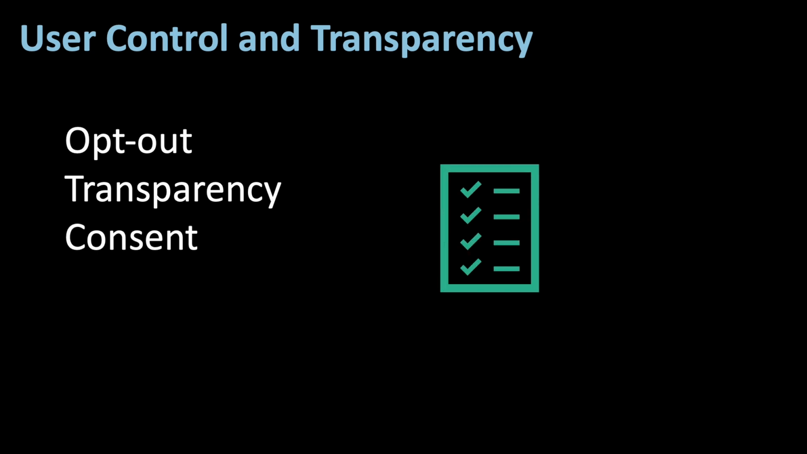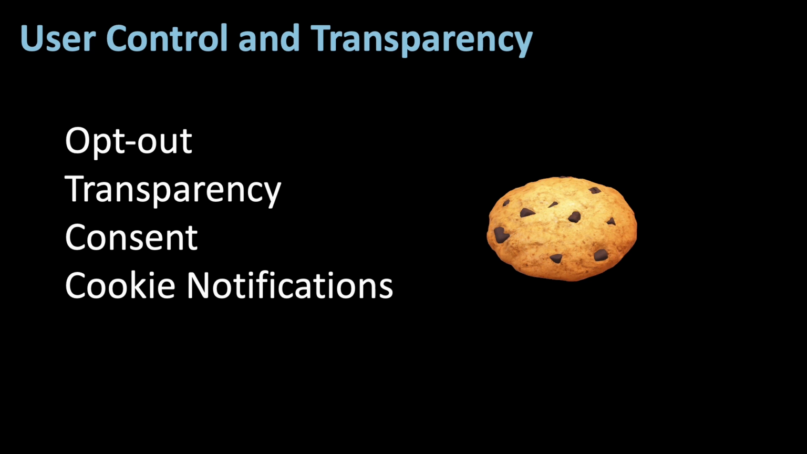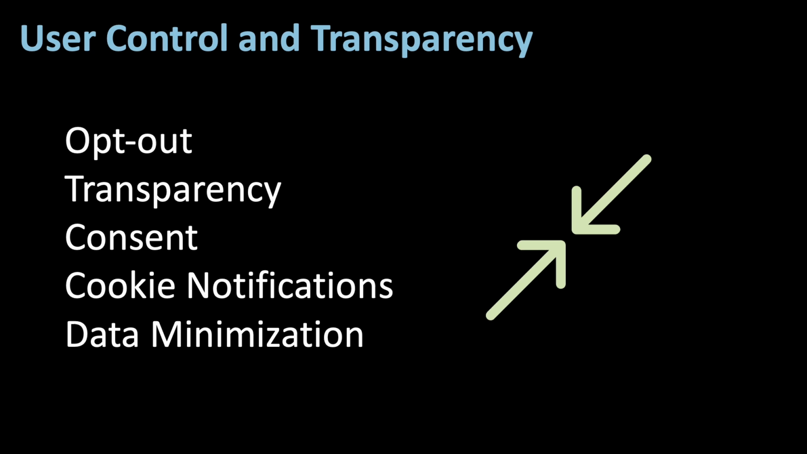Consent mechanisms. Implement user-friendly consent mechanisms that allow users to make informed choices about data tracking. Cookie notifications. Display cookie banners, everybody loves those, notifications to inform users about the use of tracking cookies and provide options for acceptance or rejection. Data minimization: collect only the data necessary for the intended purpose and avoid overcollection of user information. In fact, you are not allowed to collect anything more than you need under the GDPR, for example.